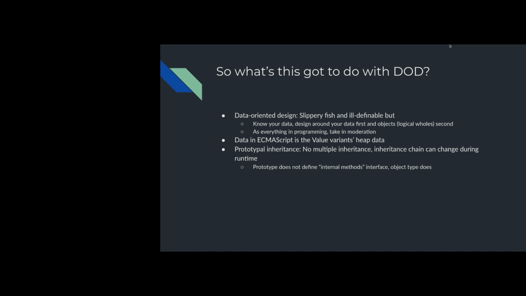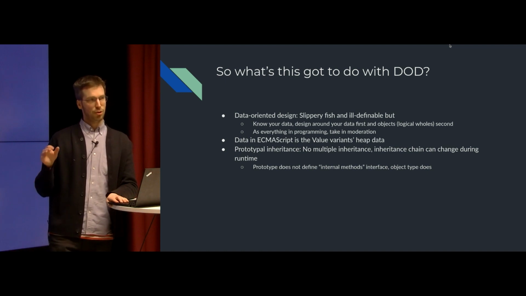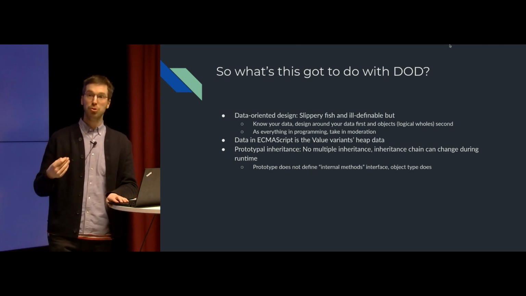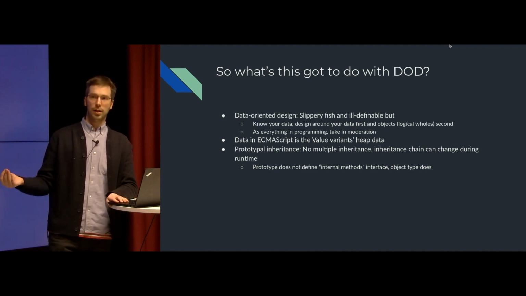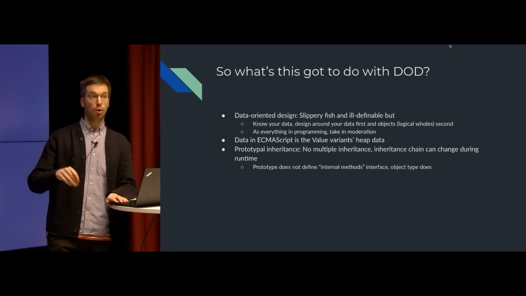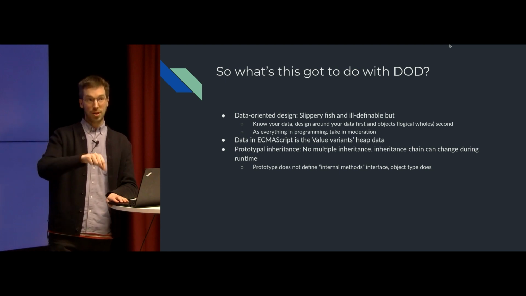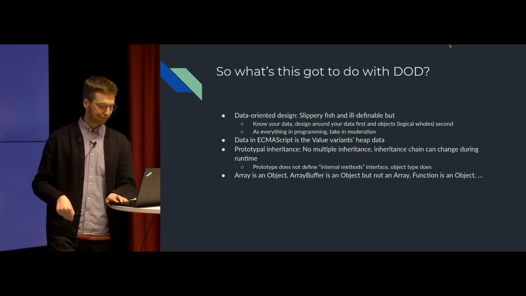Interestingly enough, the prototype does not actually define your internal methods. The object type defines your internal methods, and internal methods are things like how do you react when you are assigned into, or what do you return when somebody reads from you.